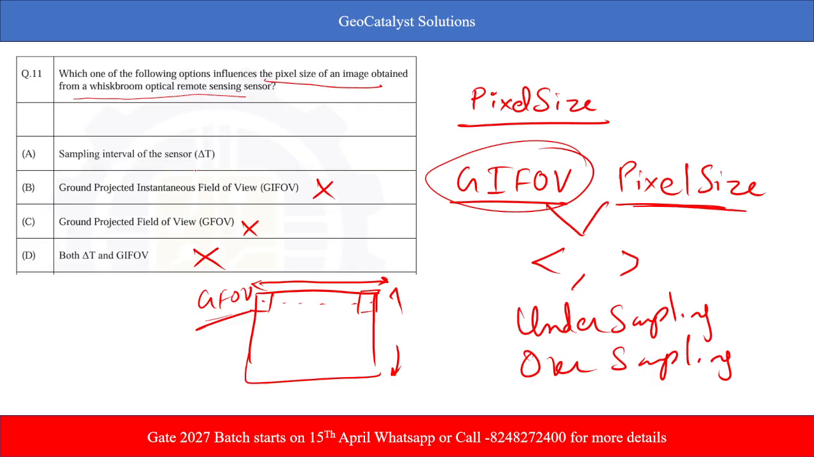So what is happening? The electronic signal from the detector will be sampled for delta t. And in this delta t, how much distance will be covered? That is pixel size. So this is the option.